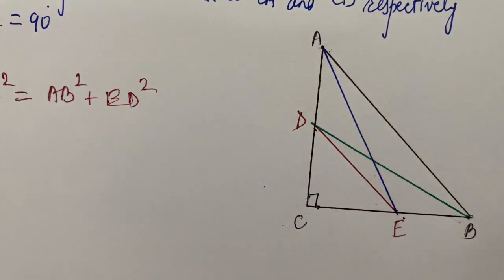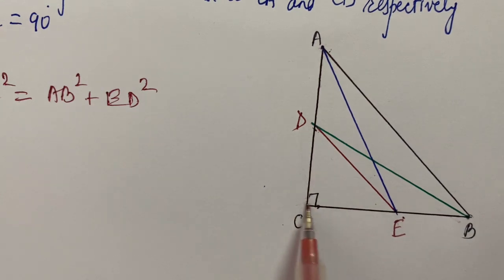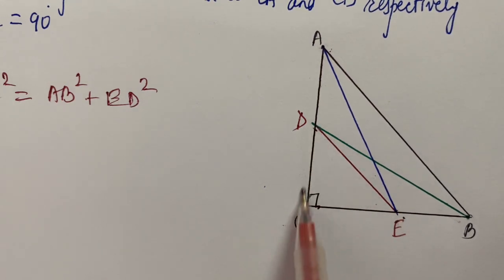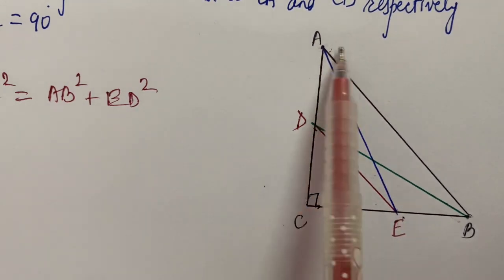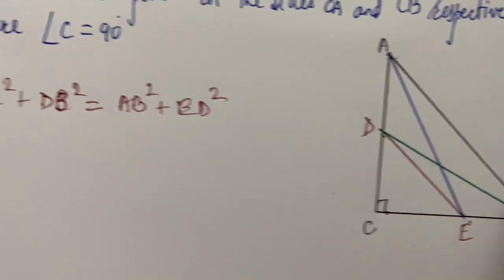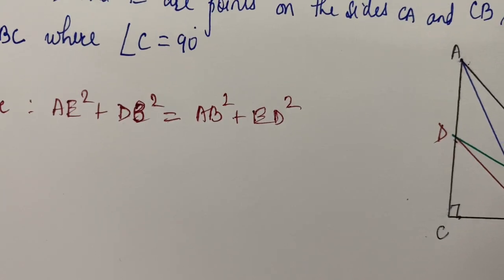If you want DB square, you'll have to consider triangle DCB. Getting that? If you want ED square, then triangle DCE. And if you want AB square, then the biggest triangle ACB. Are you getting that? So the proof is very simple. Only adjustment is needed by applying Pythagoras theorem. Look here.